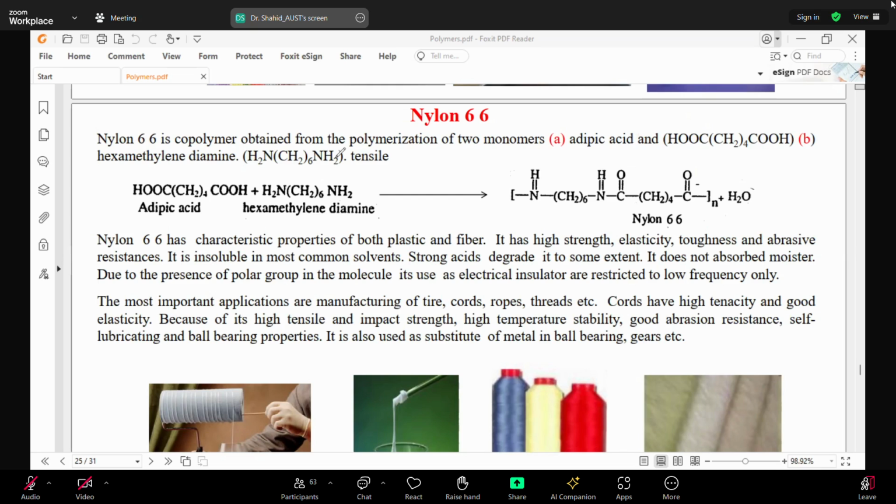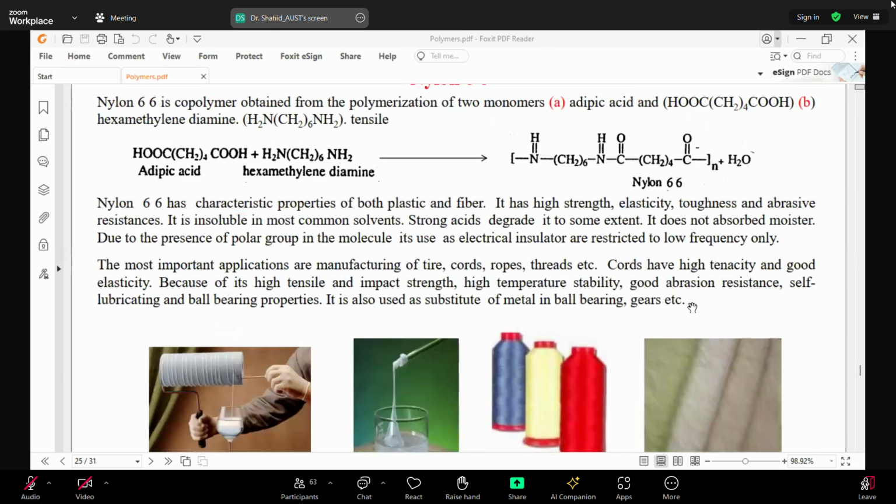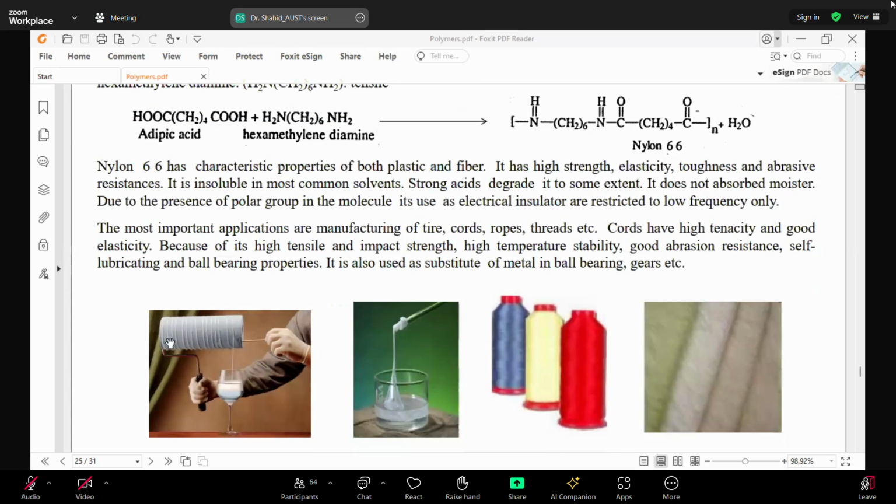Okay. So the most important applications are manufacturing of tire cords, ropes, and threads. The cords have high density and good elasticity because of their high tensile and impact strength, high temperature stability, good abrasive resistance, and self-lubricating and ball-bearing properties also. So this is the use.